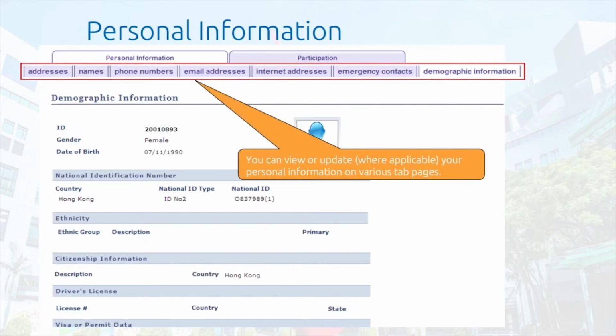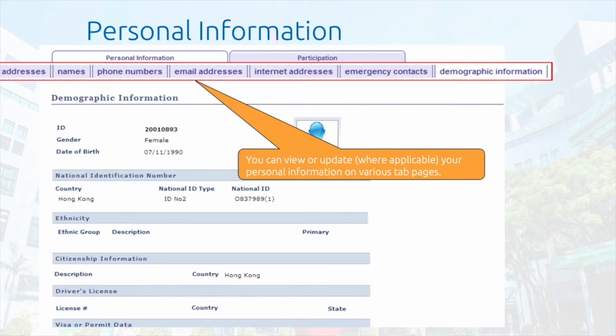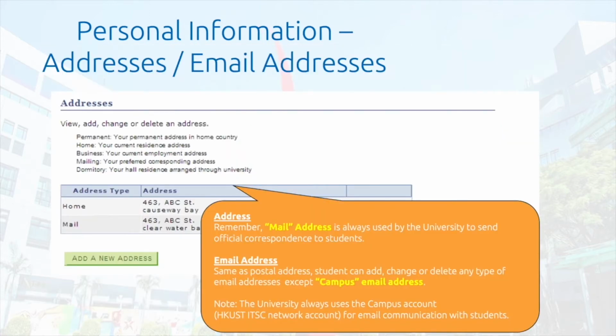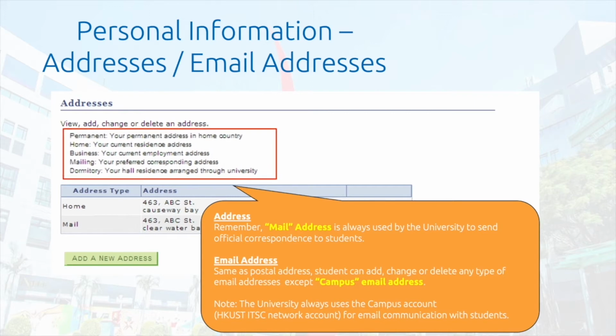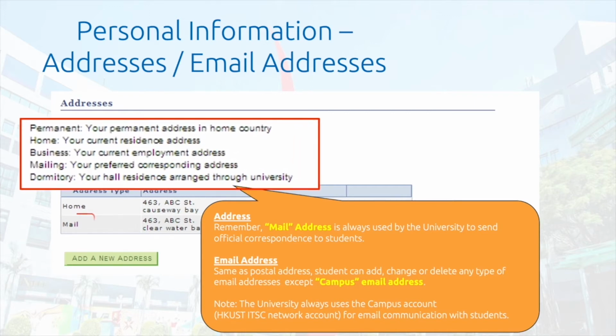Students can view or update personal information on various tab pages, such as addresses, email addresses, contact information, etc. Students can add or change the address information. Mailing address is always used by the university to send official correspondence to students. You should not use the campus address as your correspondence mailing address.